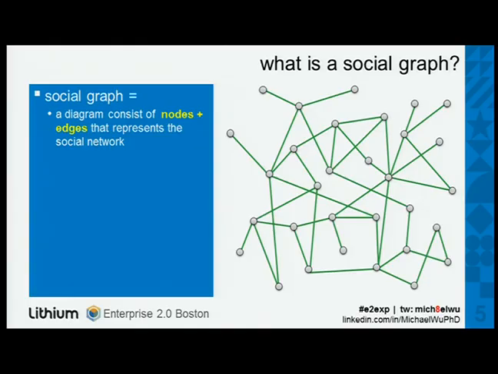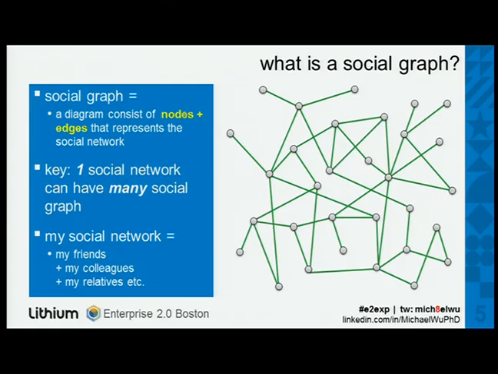What is a social graph? A social graph is basically a diagram consisting of nodes and edges that represents the social network. The key thing that I want you to take away is that one social network may have many, many social graphs. My social network consists of my friends, my colleagues, my relatives, but they show up in many different graphs. My friends probably show up on my Facebook graph, and my colleagues may be on my LinkedIn graph. So let me illustrate this with a very simple example.